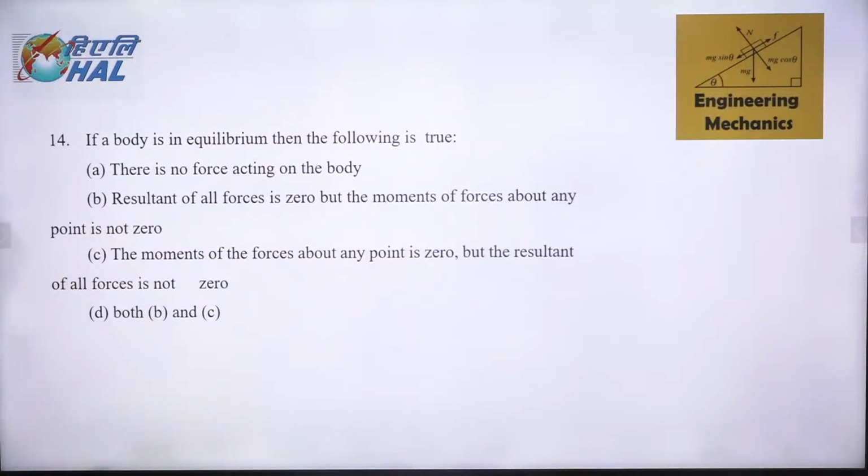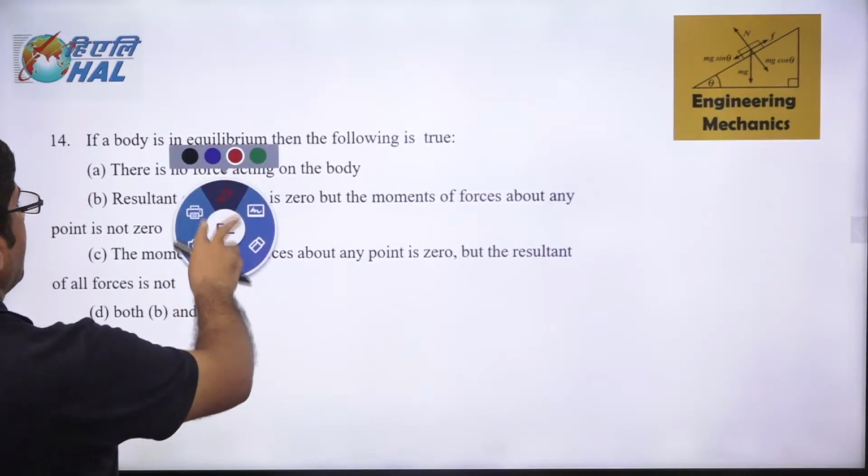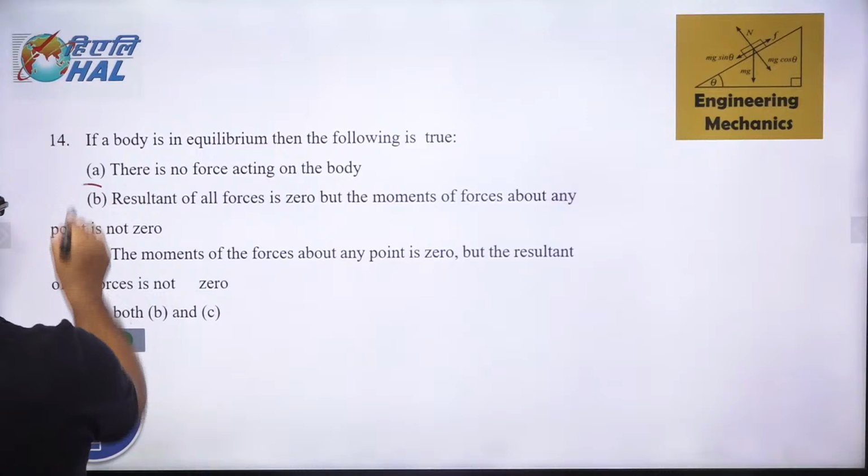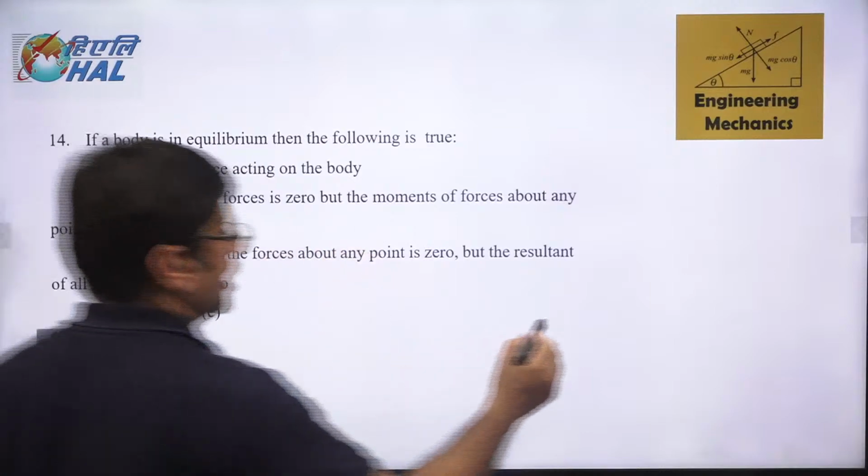Try to answer this question now. If the body is in equilibrium, which of the following is true? There is no force acting on the body. Resultant of all forces is 0. Moment of forces about any point is not 0. Moment of forces about any point is 0, but resultant of force is not 0. What is the meaning of body in equilibrium? Tell me. I think these options are not framed very nicely. The answer is D.